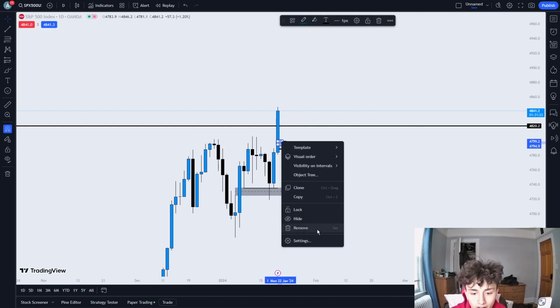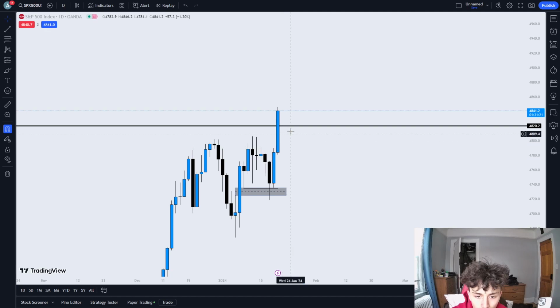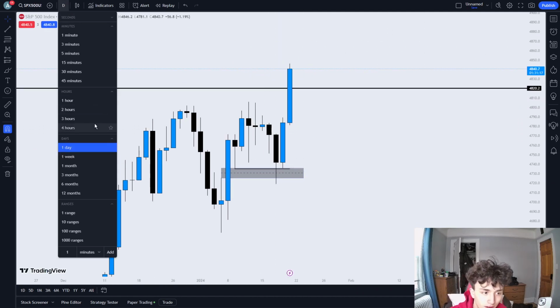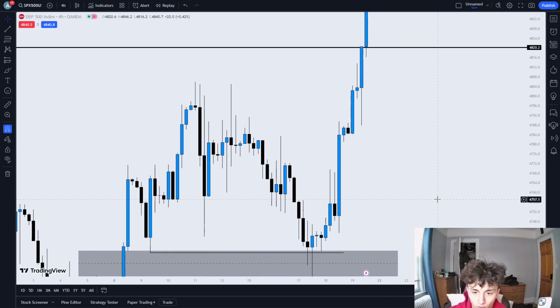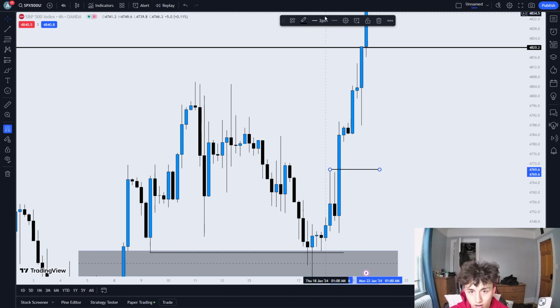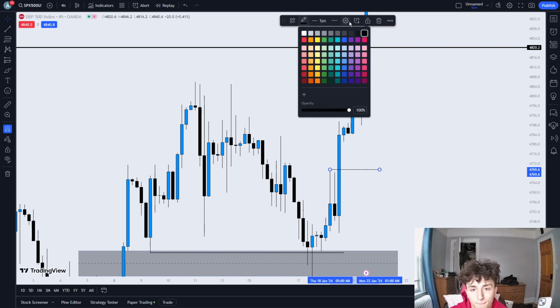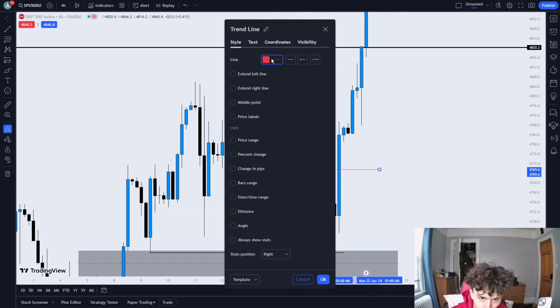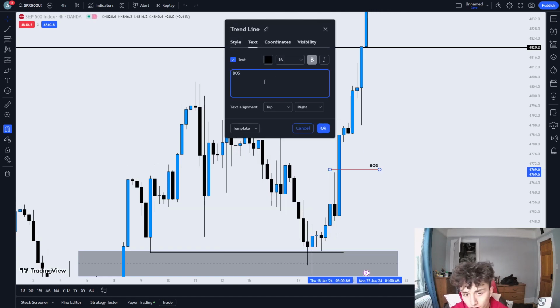Now, what we can see is we have this imbalance by the end of this day for sure. We have all of these 4-hour imbalances. We have a break of structure right here. And what makes a break of structure is the high being closed above. As you can see, we have a break of structure right here.